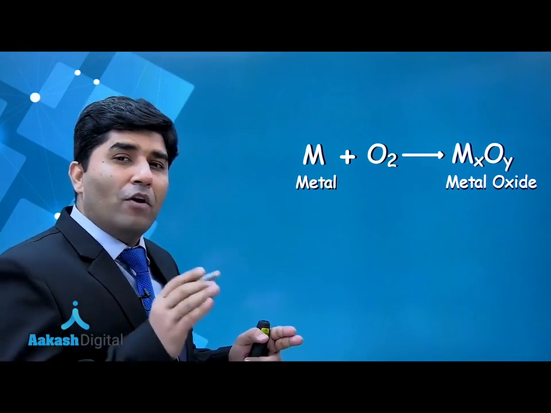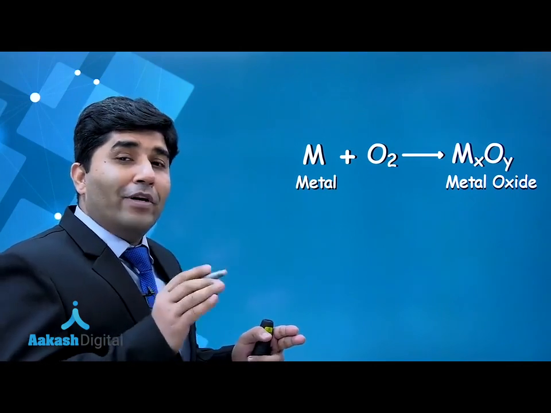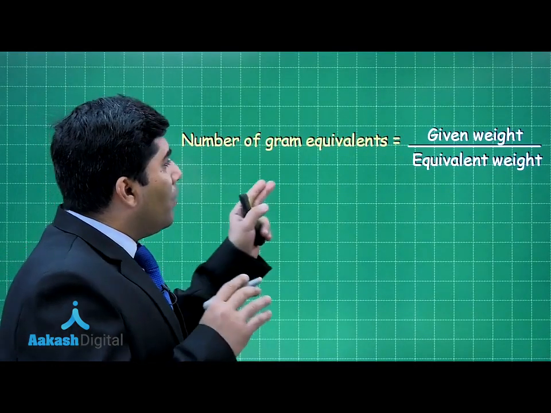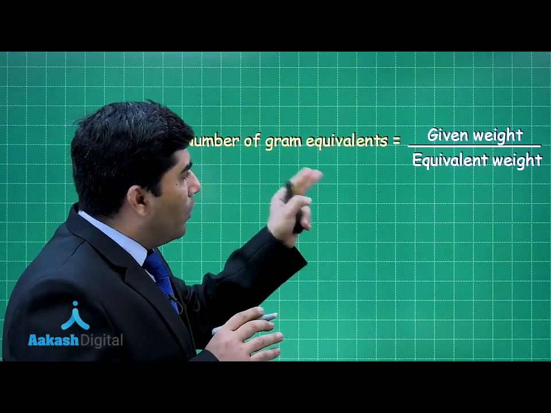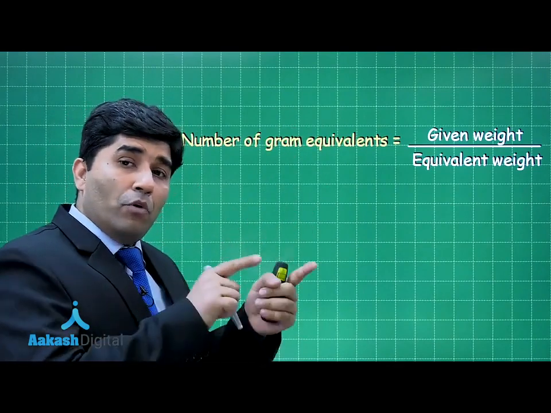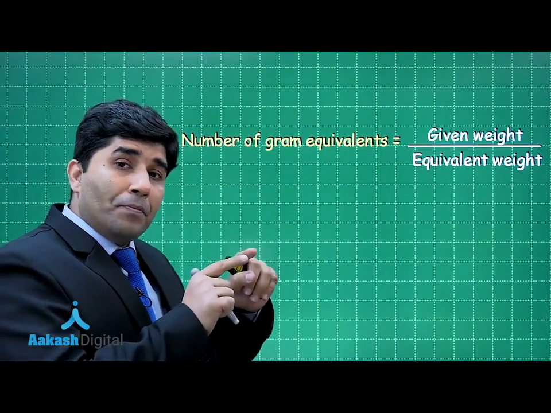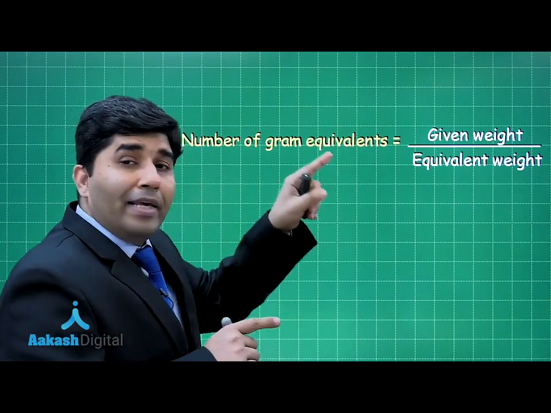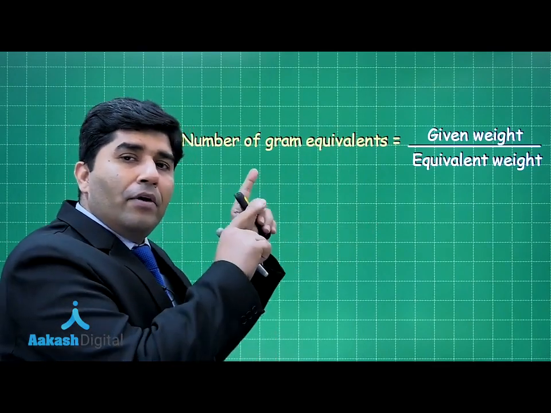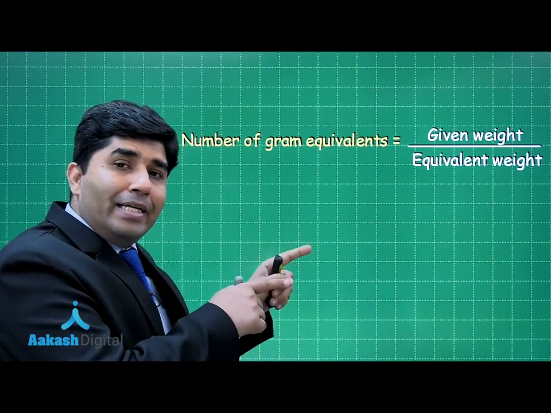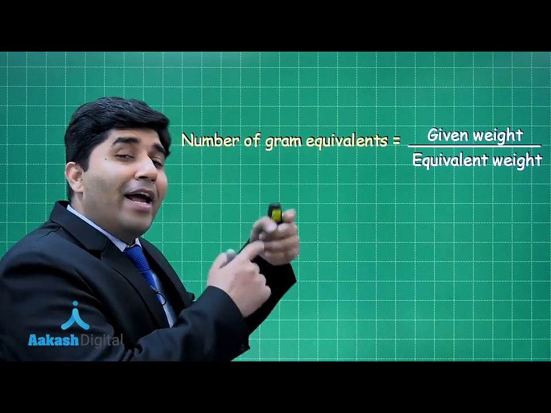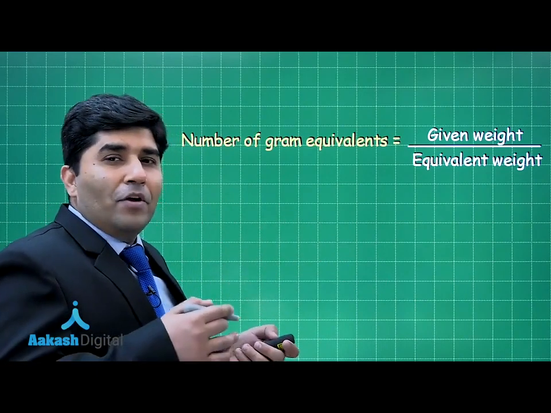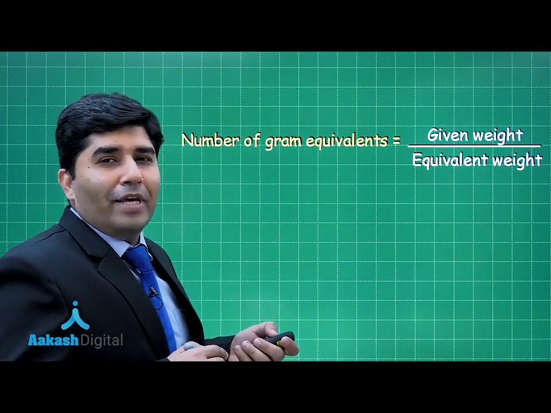So before starting the law of equivalence, you should know the meaning of the number of gram equivalents. The number of gram equivalents is given weight upon equivalent weight, just as the number of moles was given weight upon molar mass. We find the equivalent weight for acid, base, salt and redox reactions, right?